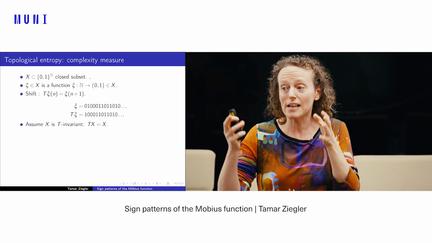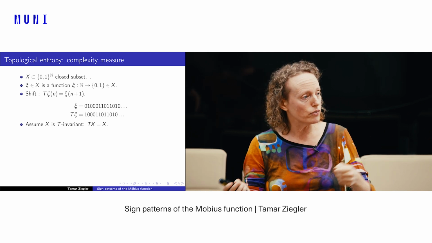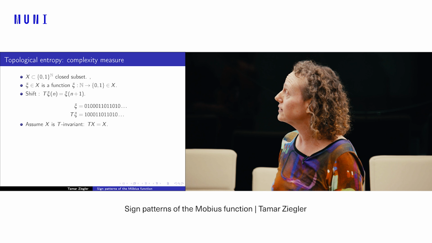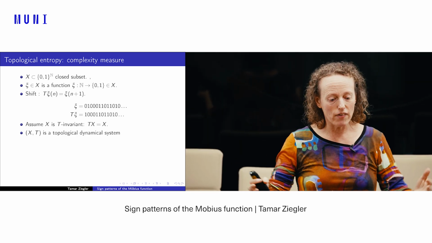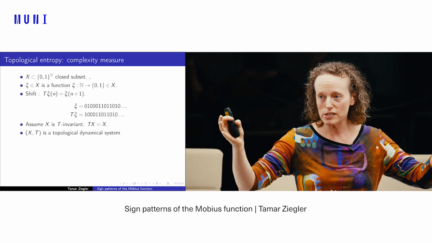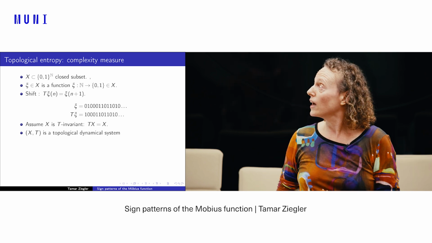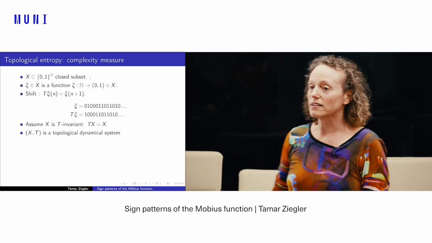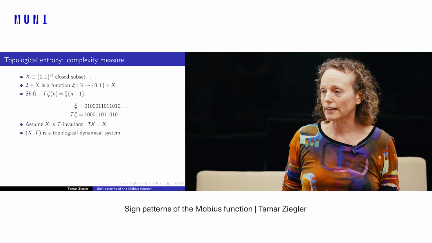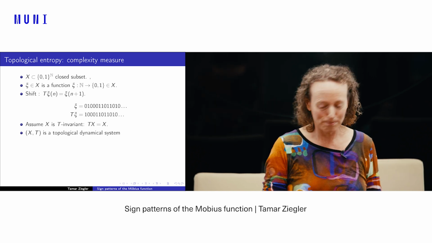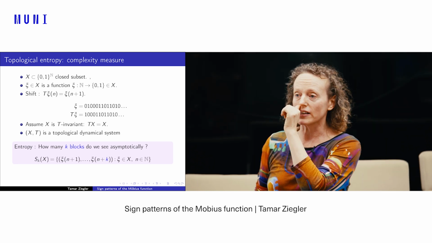and if you take some subset X, like I described before, the closed subset that is invariant under this shift operation, then together you get a topological dynamical system. Okay? So here is what I have. I have some subset of the 0,1 sequence space, and I'm assuming that this subset is invariant under shift. Okay? And this subset, if it's invariant under shift, gives me a topological dynamical system. So far, okay? Cool. And now what is the entropy?